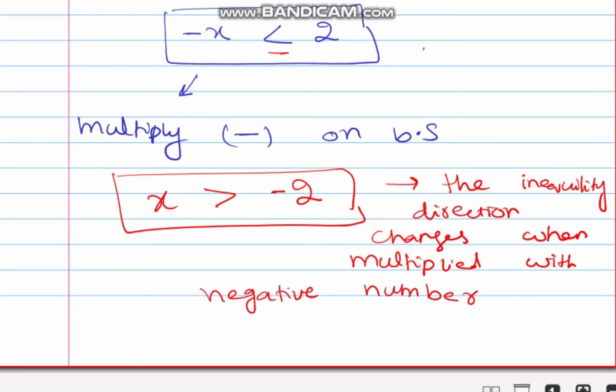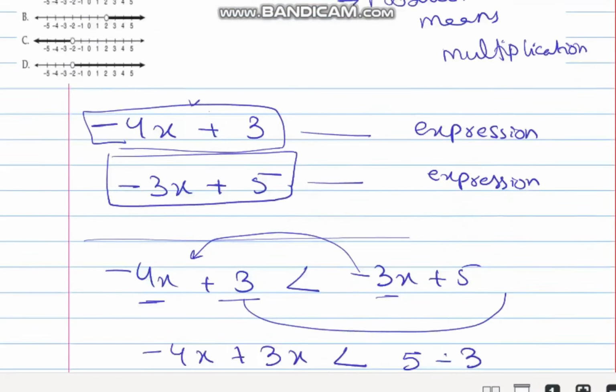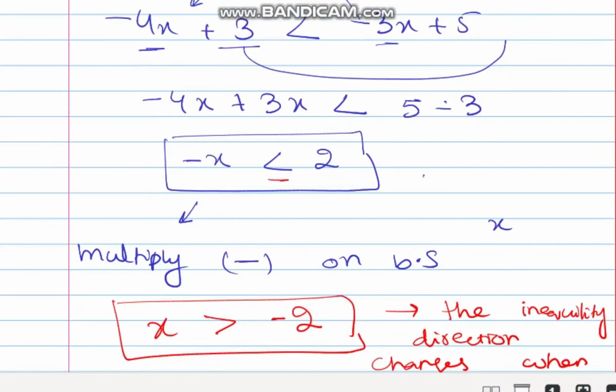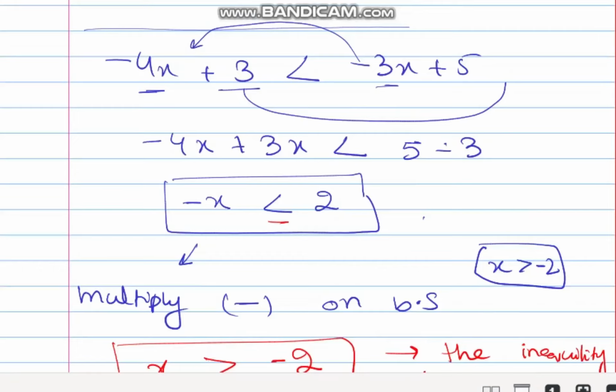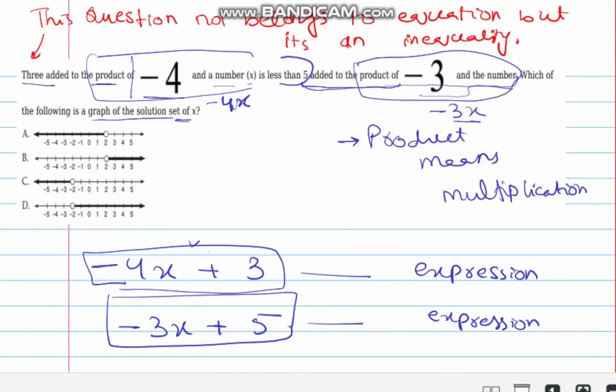So basically, what is our answer here? Our answer will be x greater than -2. So please, what will be the answer here in the MCQs? The answer will be x greater than -2, which will be like this one. Okay, the D will be the correct option.